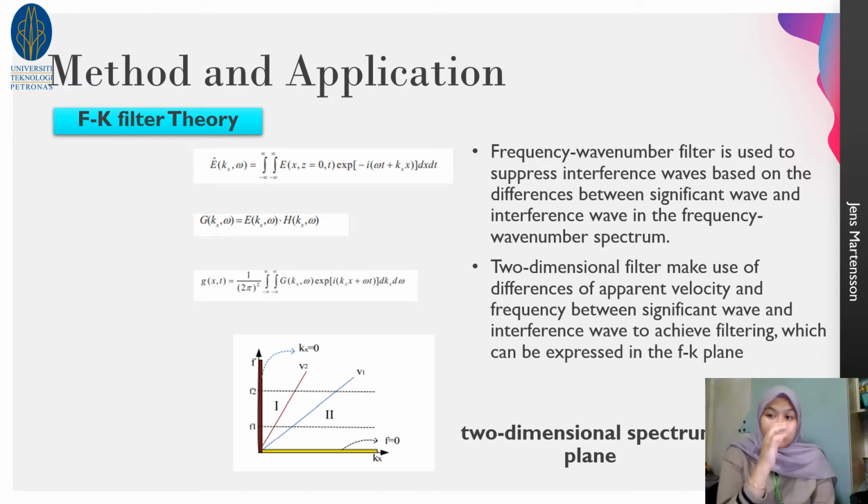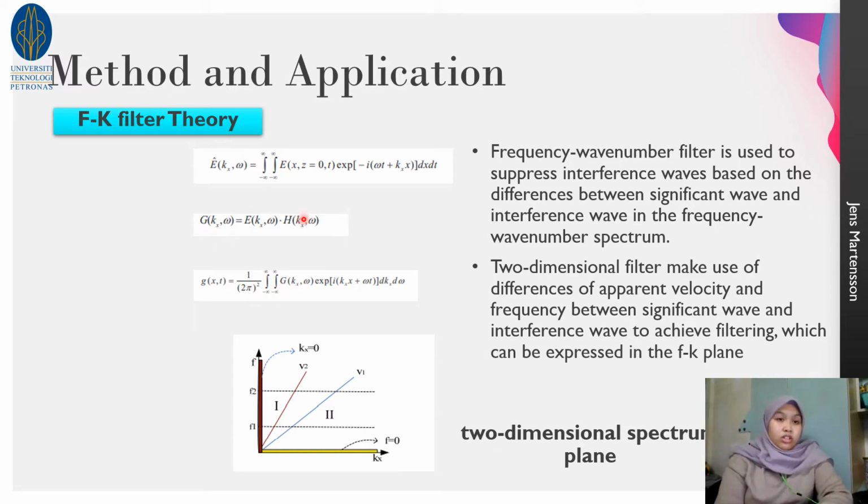By using a two-dimensional radar on the ground, the frequency spectrum is recorded as this equation, E(x, z=0, t). The two-dimensional radar record on the ground is represented in this equation. Then we use an FK filtering equation here.